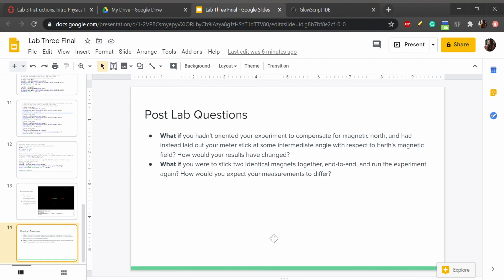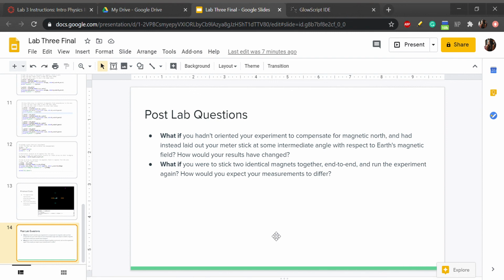So for the post-lab questions: what if you hadn't oriented your experiment to compensate for magnetic north and laid your meter stick instead at some other kind of axis? Well, the Earth's magnetic field would have interfered with my results, so I wouldn't have been able to accurately record B sub x and B sub y from the app.